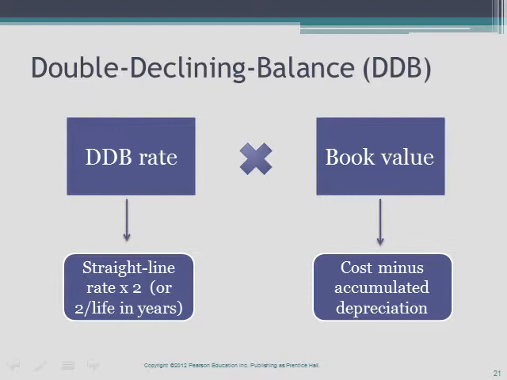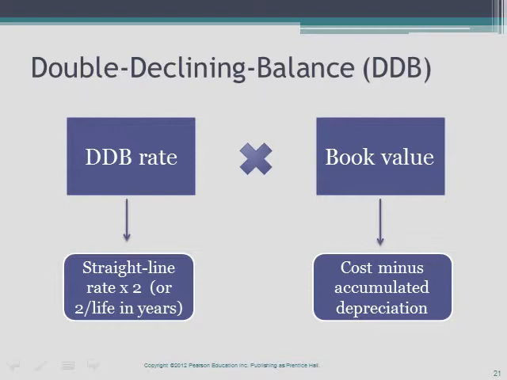So first, we compute the straight line depreciation rate per year. A 5-year truck has a straight line depreciation rate of 1/5 or 20%. A 10-year asset has a straight line rate of 1/10 or 10%, and so on. Second, we multiply this straight line rate by 2 to compute the double declining balance rate. For a 5-year asset, the double declining balance rate is 40%, or 20% times 2. A 10-year asset has a double declining balance rate of 20%, or 10% times 2. The formula 2 over life in years shown on the slide is a shortcut way of combining these steps.